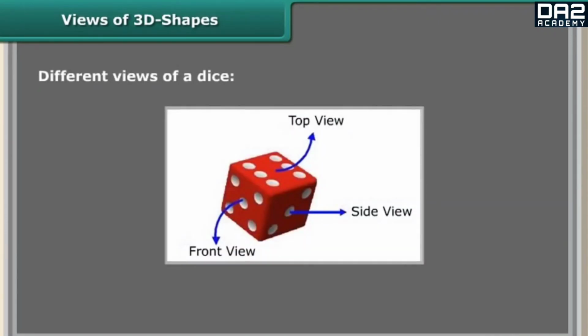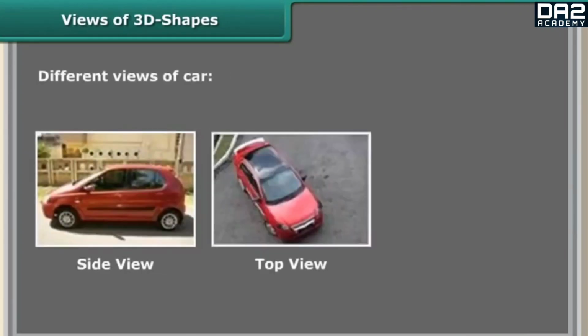Different views of a dice: side view, top view, front view. Different views of a car: side view, top view, front view.